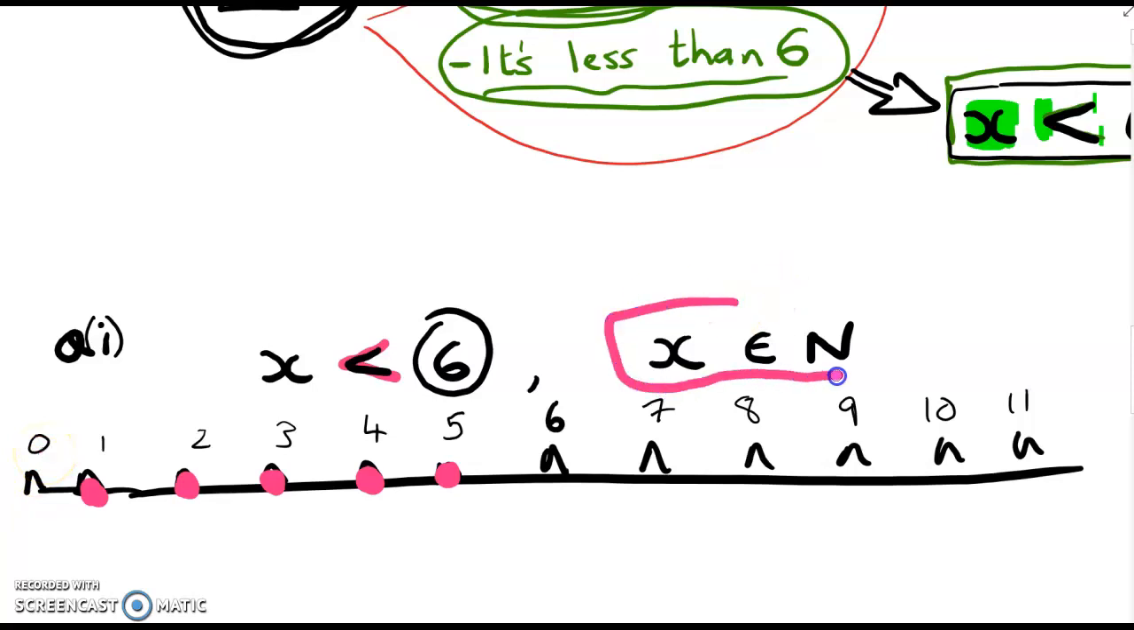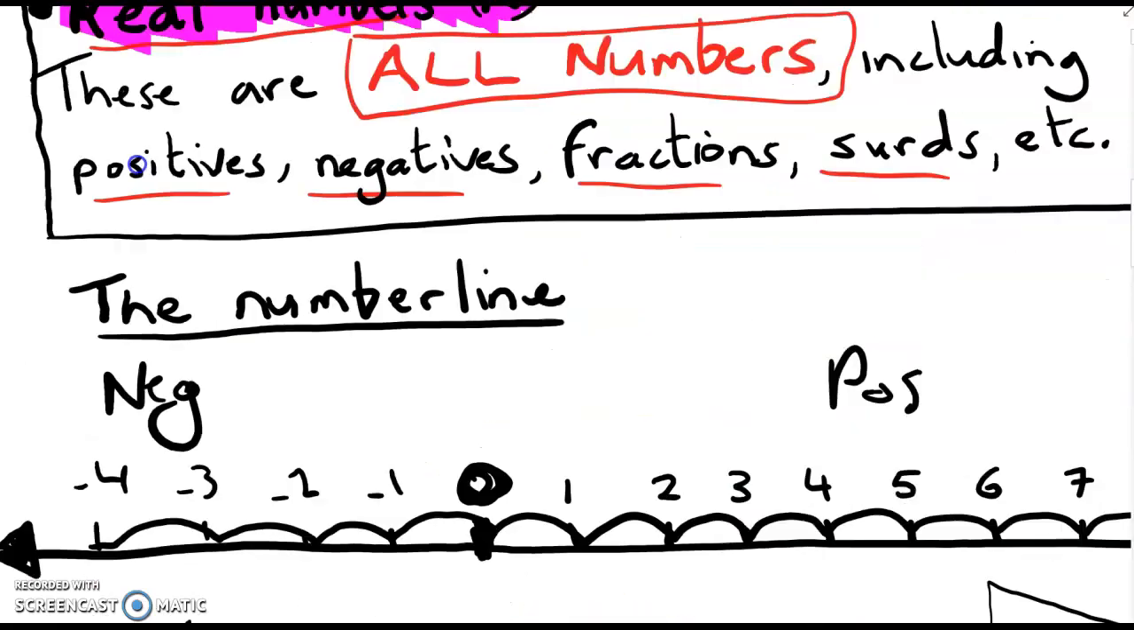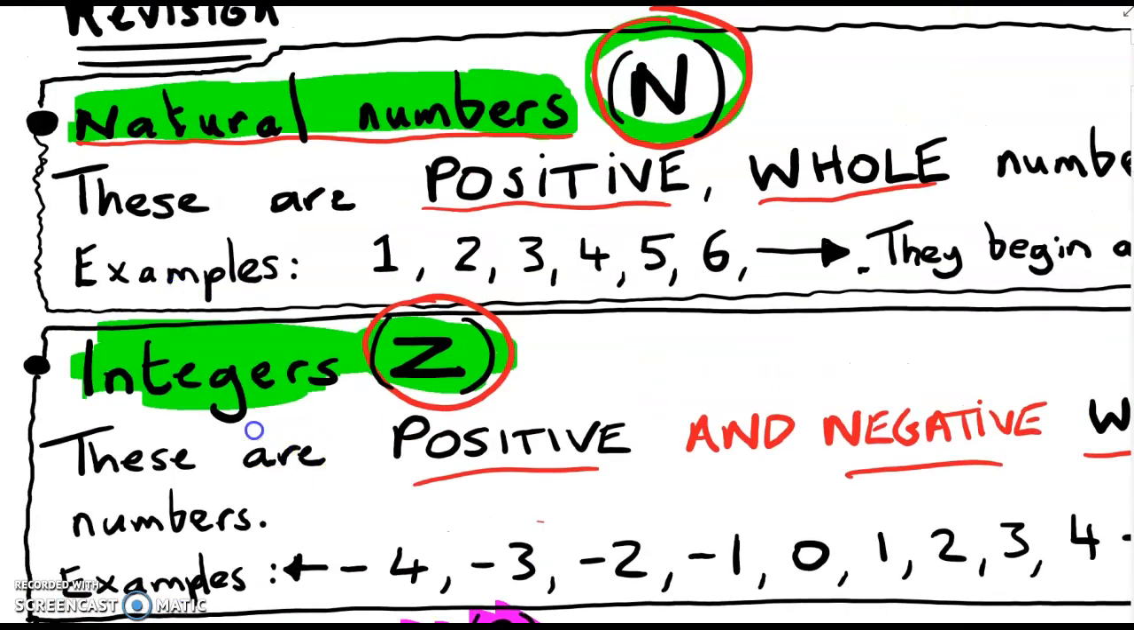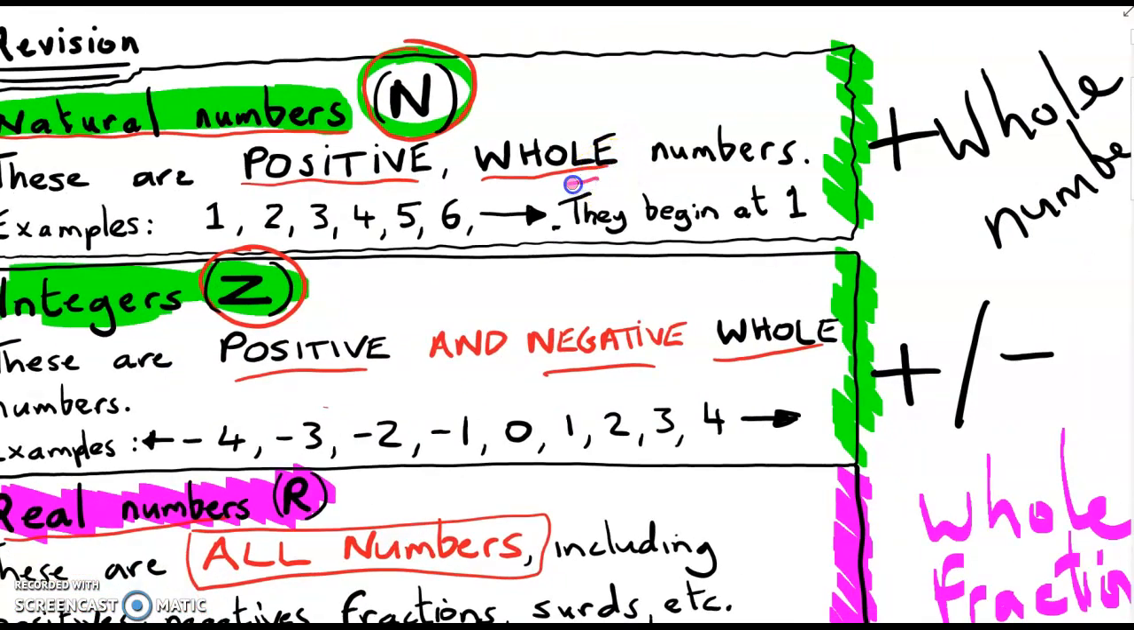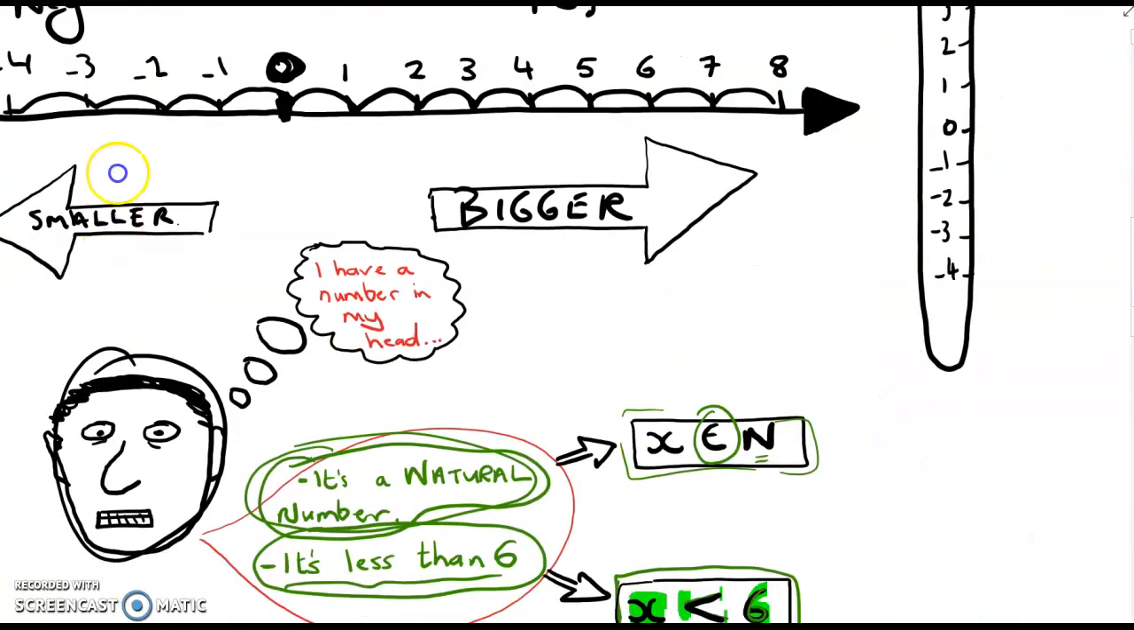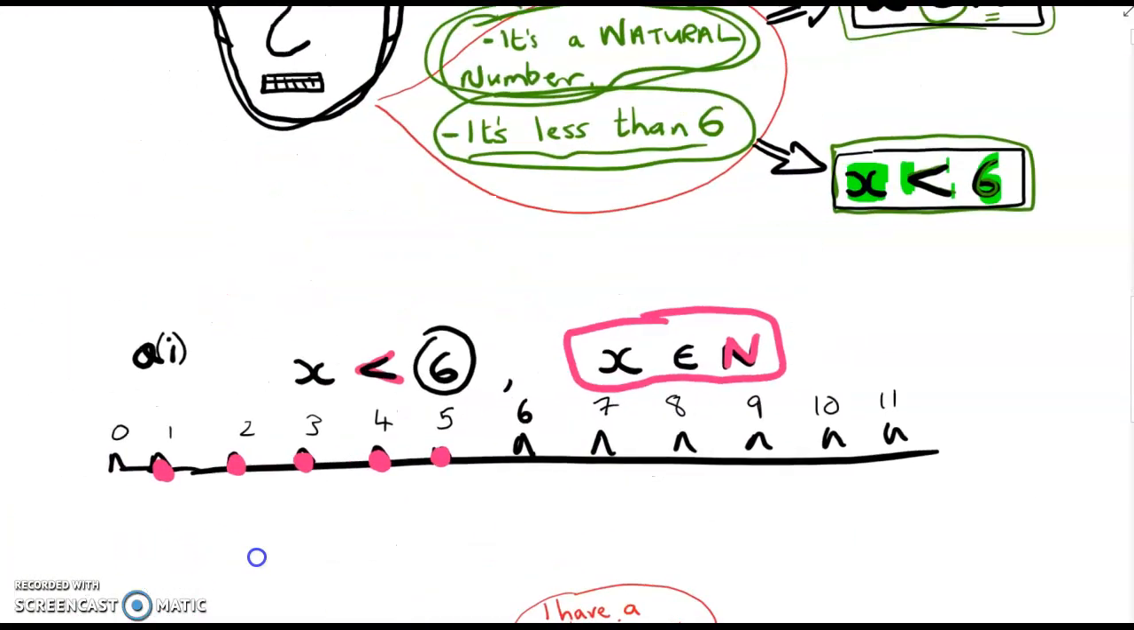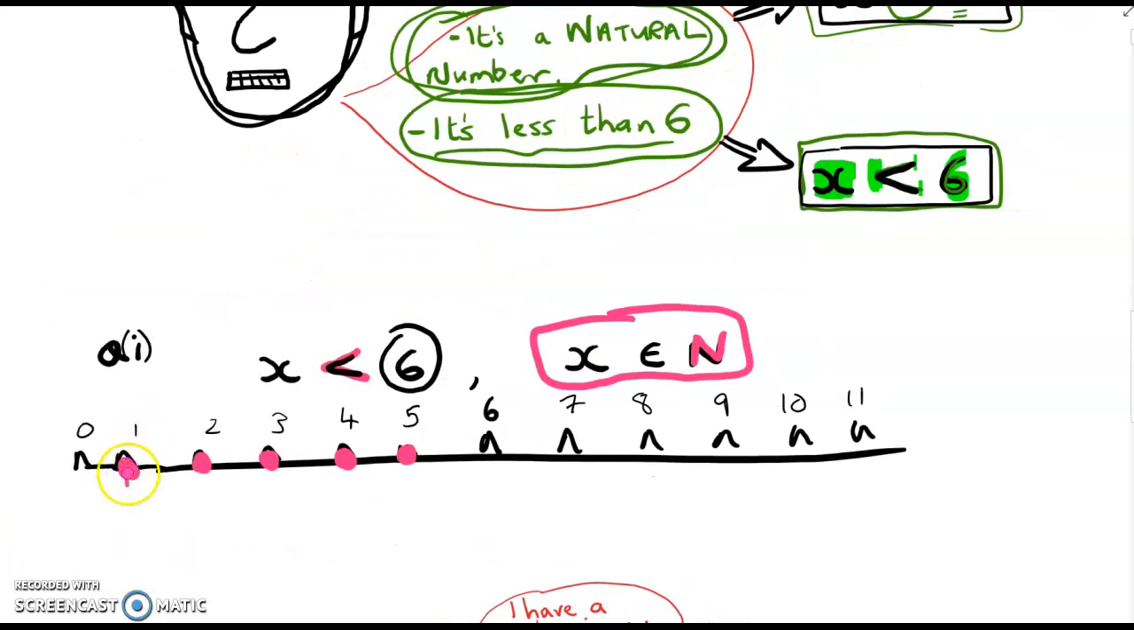Because I'm also told in the question that the number I have in my head is a natural number. And remember what we learned earlier on about natural numbers? Natural numbers begin at 1 and go up. So the number I have in my head is either 1, 2, 3, 4, or 5. That's it. I'm not telling you what it is. I've just given you a range of possible answers. And that's the question done.